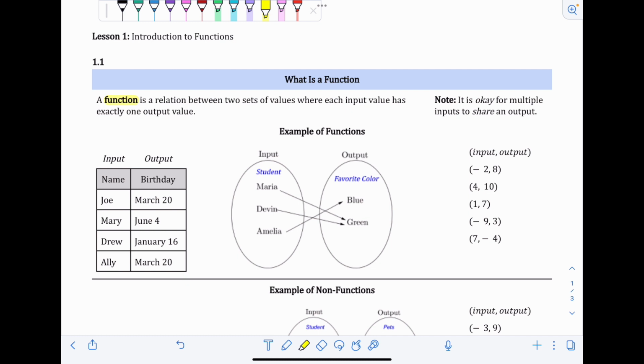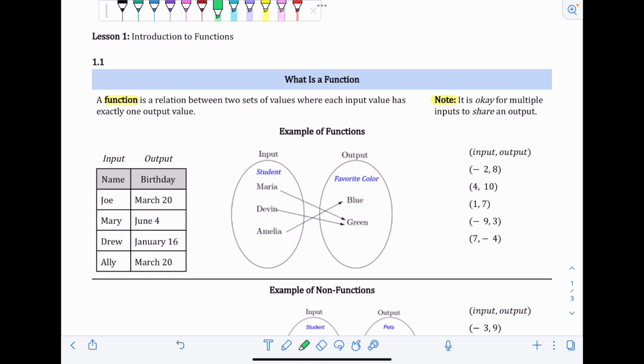One little note I'm going to add on the right side over here is that it's okay for multiple inputs to share an output. And again, it doesn't have to mean a lot right now, but write it down so it's something that you can refer back to after we go through these examples. So all three of these right here are different sets of functions. And there are certain rules that functions have to follow in order to be classified as a function rather than just the more general term a relation, which is just showing the relationship between two sets of values.